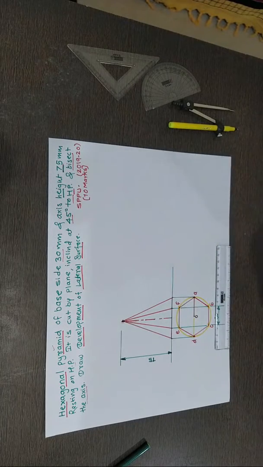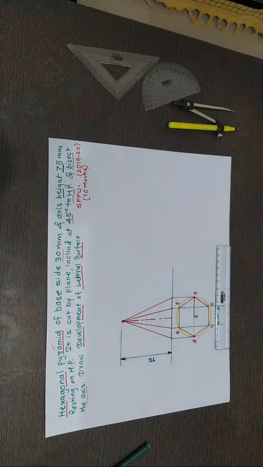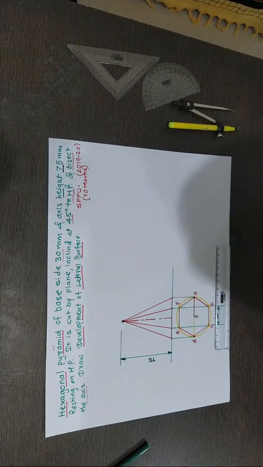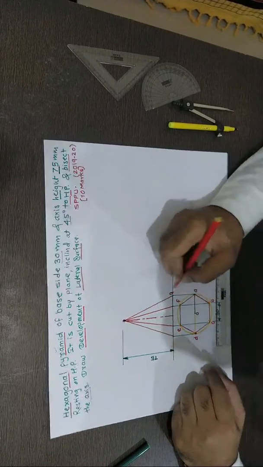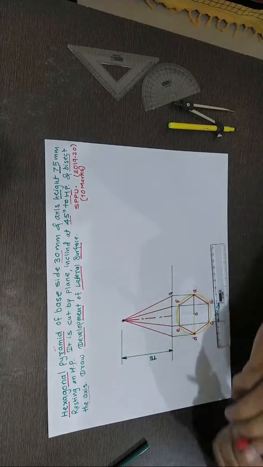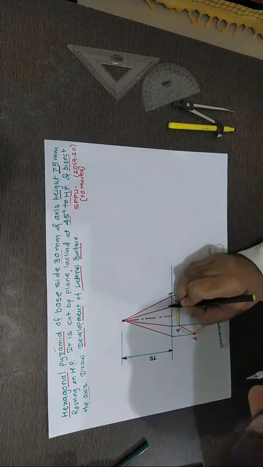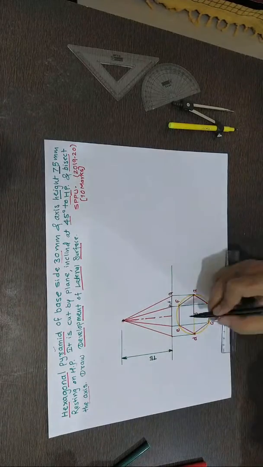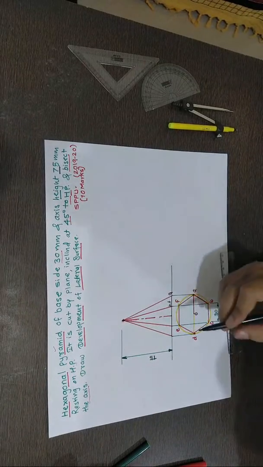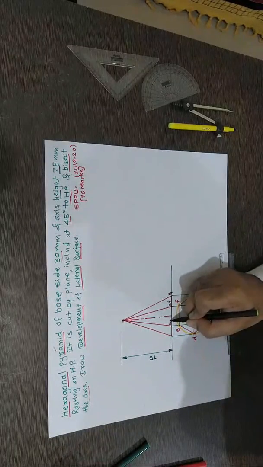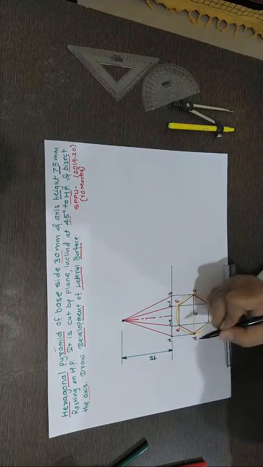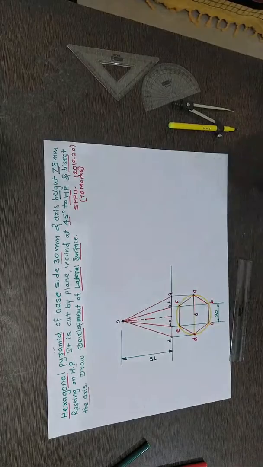This edge is exactly parallel to this XY line. That means this indicates a true length. If I show this as A, I'll use another color to make it clear. This is A, this is B comma F, this point of course is the axis of this pyramid. This indicates C comma E and this is D. So if I say O, fix.